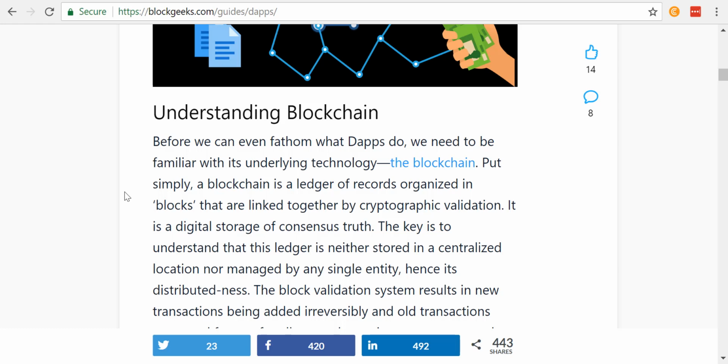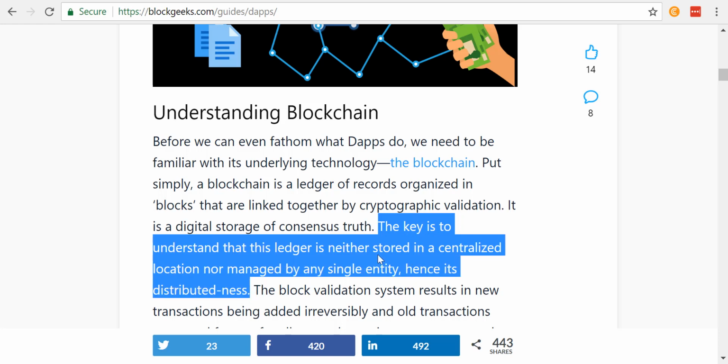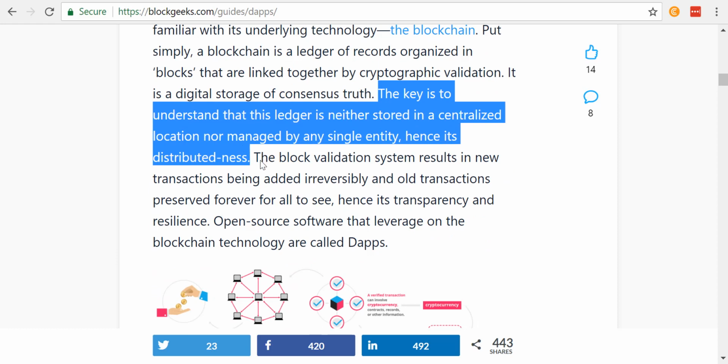It's a digital storage of consensus truth. The key is to understand that the ledger is neither stored in a centralized location nor managed by any single entity, hence its distributedness. This is important. This is the most important thing about this entire space: it is decentralized. So when I see projects that aren't decentralized, it always concerns me a little bit. Meaning there's no one person or one company managing it or running it.